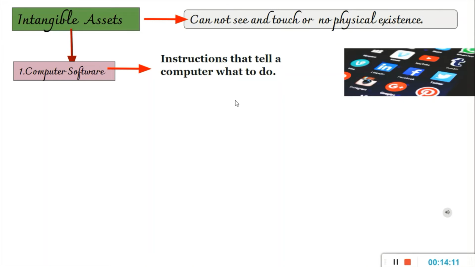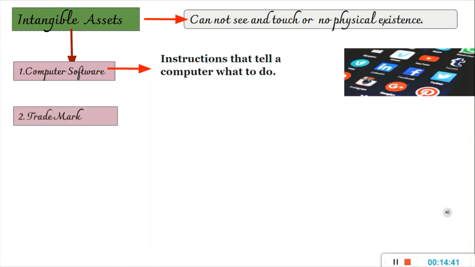It means either you have to own it or you have to purchase the software legally from the market. Either own it or legally purchase it from the owner. Then we can say that the software is our asset. Clear? A computer is a tangible asset, but computer software is an intangible asset. Clear? Now let's see the next example.